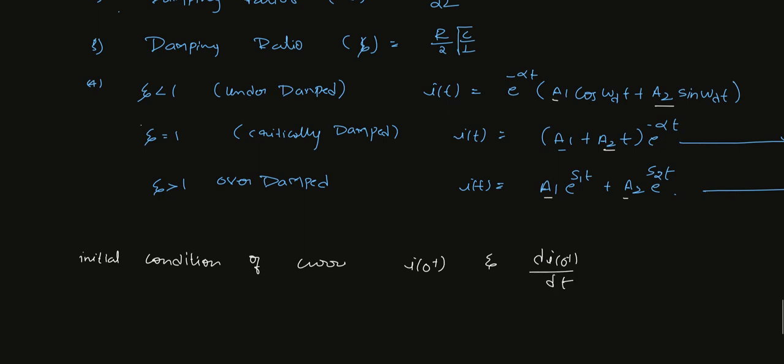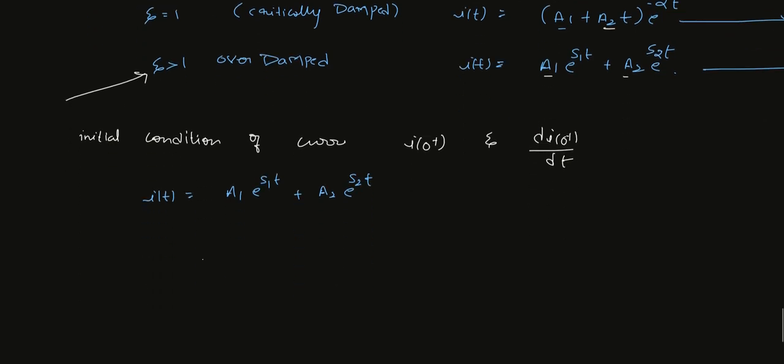Okay, so let us take one equation. So let us take the overdamped system. So what is the equation for the overdamped system? Current equation, that is I of t is equal to a1 e power of s1 t plus a2 e power of s2 t. Okay, so now find out the I of 0 plus. So that is equal to a1 e power of 0 plus a2 e power of 0. As e power of 0 is 1, so we will get I of 0 plus is equal to a1 plus a2 only.